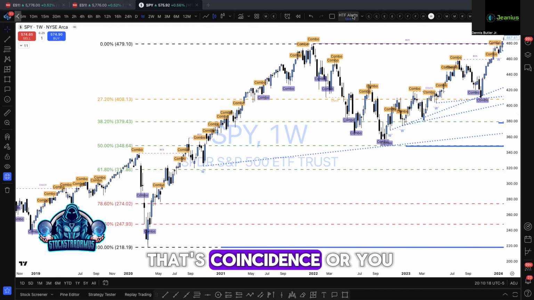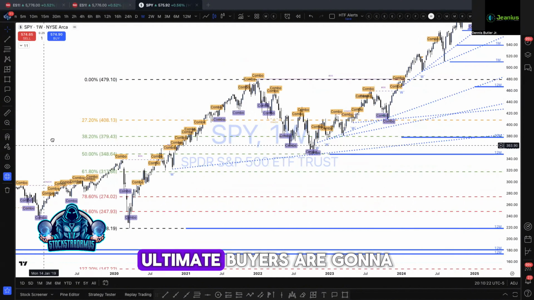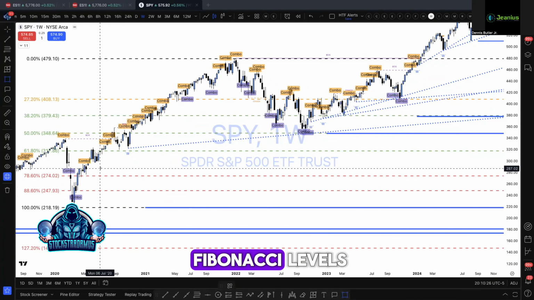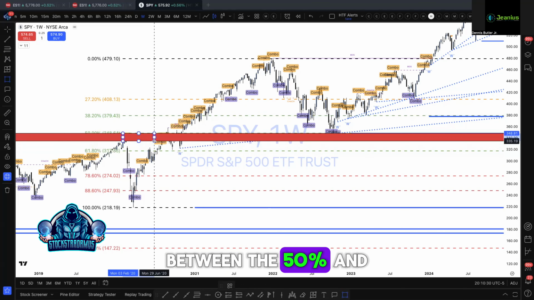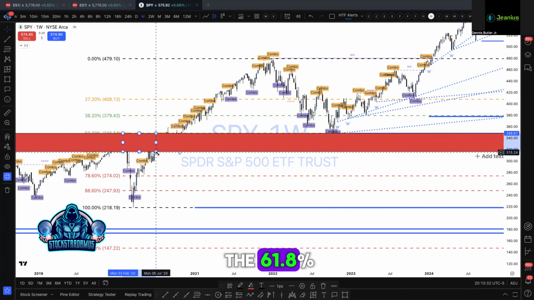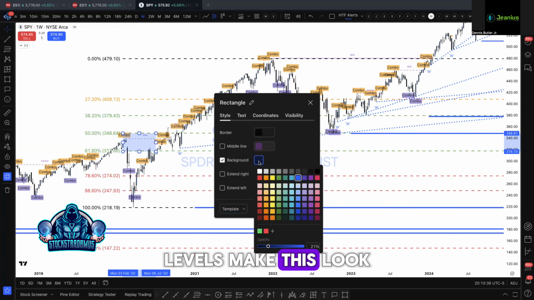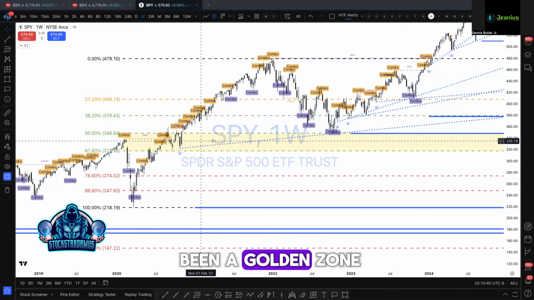And you could say that's coincidence, or you could say, well, if you're telling everybody that ultimate buyers are going to come in at a golden zone on Fibonacci levels, and that golden zone is the 50% between the 50% and the 61.8% levels. Let me make this look like it means something. So this would have been a golden zone for me right here.